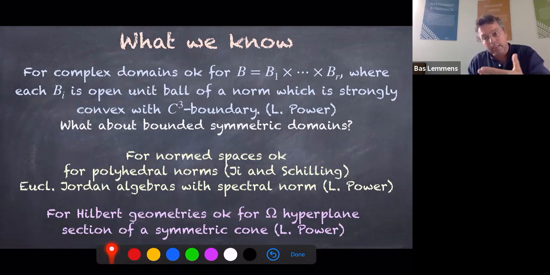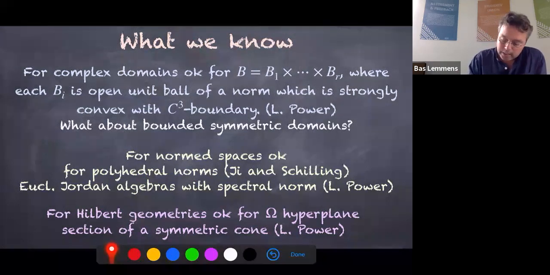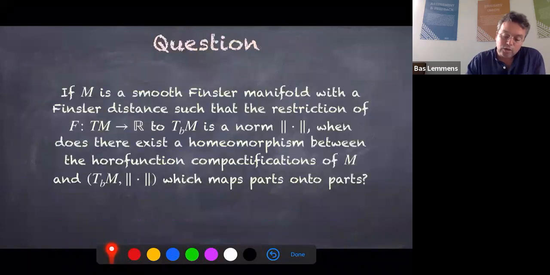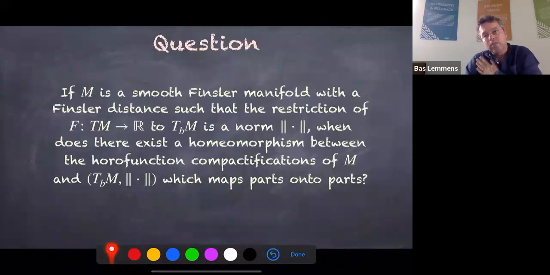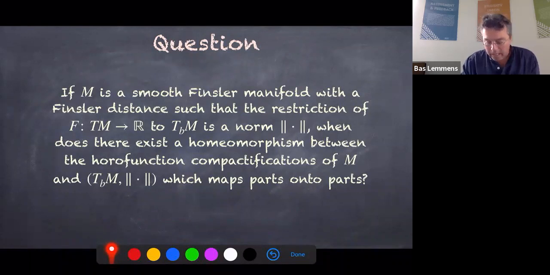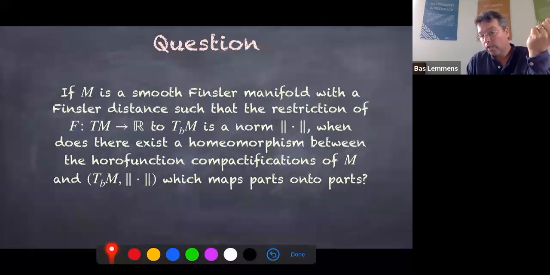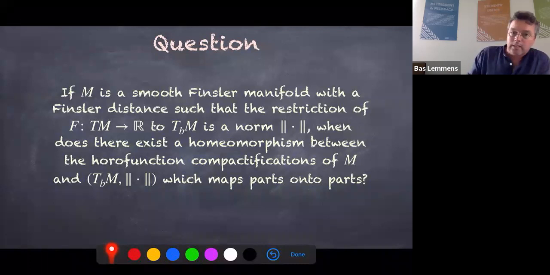This is exactly what we did in these Hermitian matrices. And so we could take a hyperplane section of a symmetric cone and just get the homeomorphism. Okay, so I guess what does this all amount to? Well, first of all, there appears to be in some settings a relation between the Horo function compactification of a smooth manifold with a Finsler distance and the Horo compactification of the norm in the tangent space.